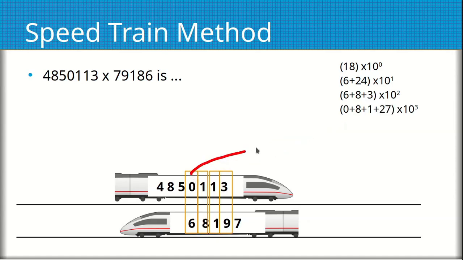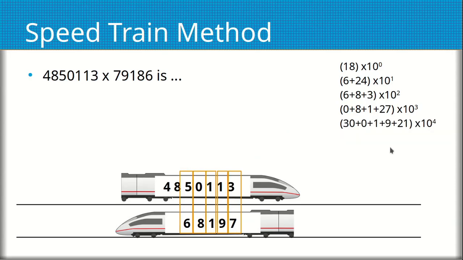Now 4 numbers line up. We've got 6 times 0, which is 0. 8 times 1 is 8. 1 times 1 is 1. 3 times 9 is 27. That's in the 10 to the power 3 group.